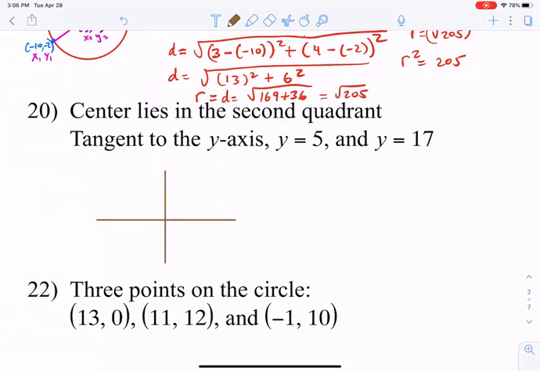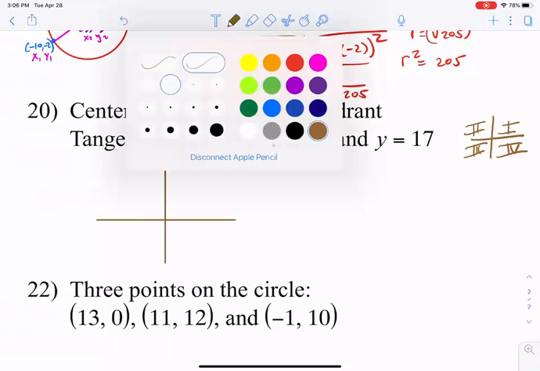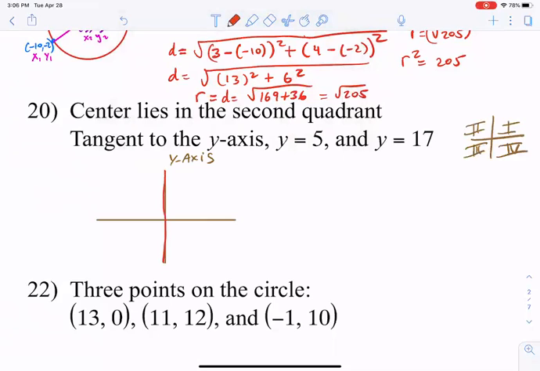Okay, so they're saying the center lies in the second quadrant. If you don't know what the quadrants are, this is the first quadrant, second quadrant, third quadrant, fourth quadrant. So just keep that in mind. The second quadrant is here, so the center lies here. And they're saying that the circle is tangent to the y-axis. So it means this line here is tangent to the y-axis.